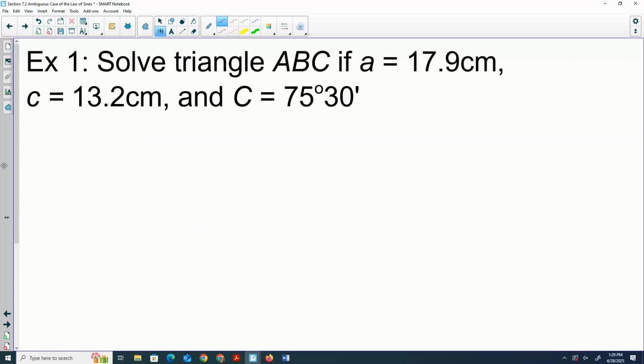All of these are still using the law of sines that we had Friday. So remember, we had A over sine A equals B over sine B equals C over sine C. So if I were to solve triangle ABC, that means find all the angles and sides. I know side A is 17.9 centimeters, side C is 13.2, and angle C is 75 degrees 30 minutes.